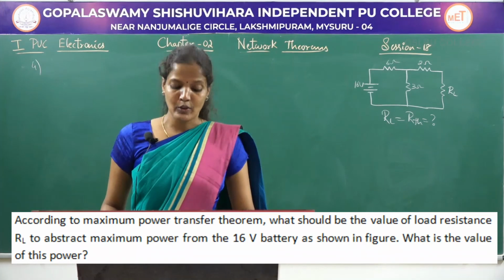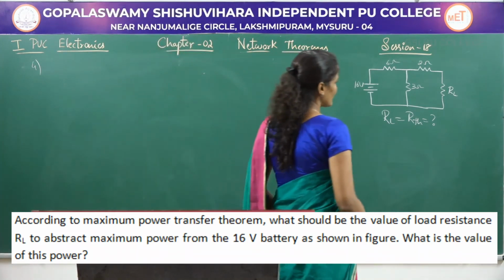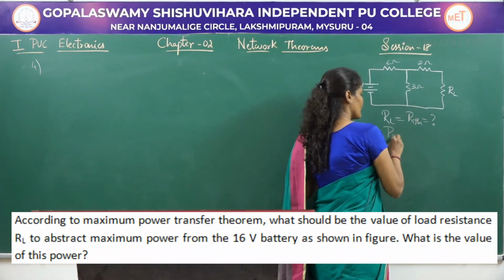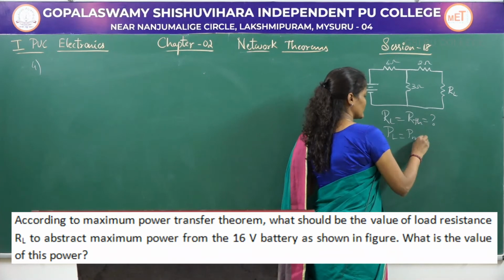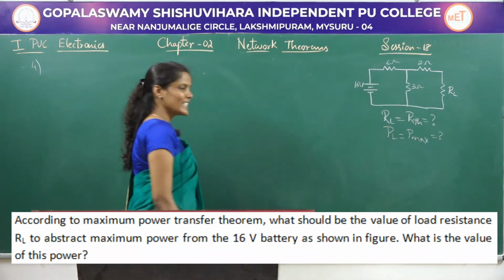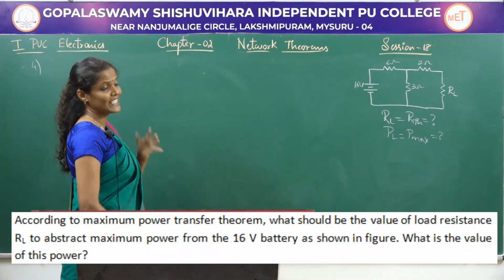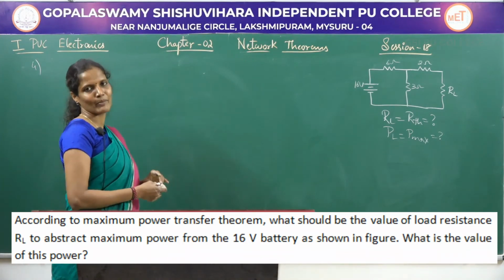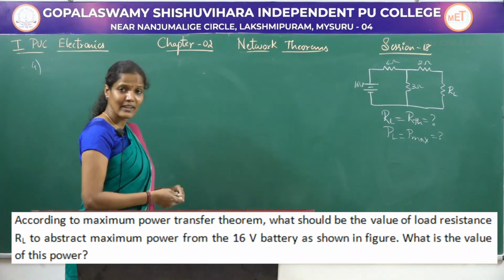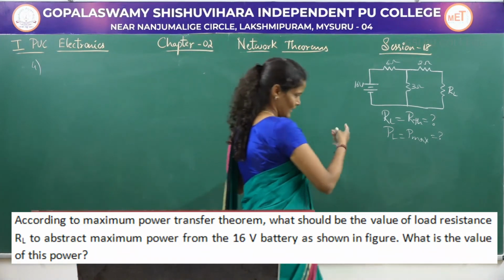What is the value of this power? So what is the value of the power that is transferred from the source to the load? So PL, which is also considered as P max, also should be found out in this particular problem. So we know that PL is equal to V Thevenin square divided by 4 R Thevenin. So V Thevenin as well as R Thevenin also we have to find out in order to find out this PL.